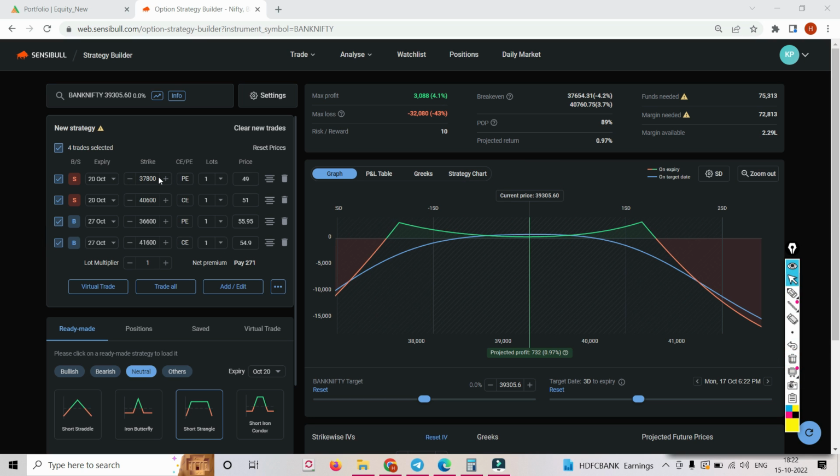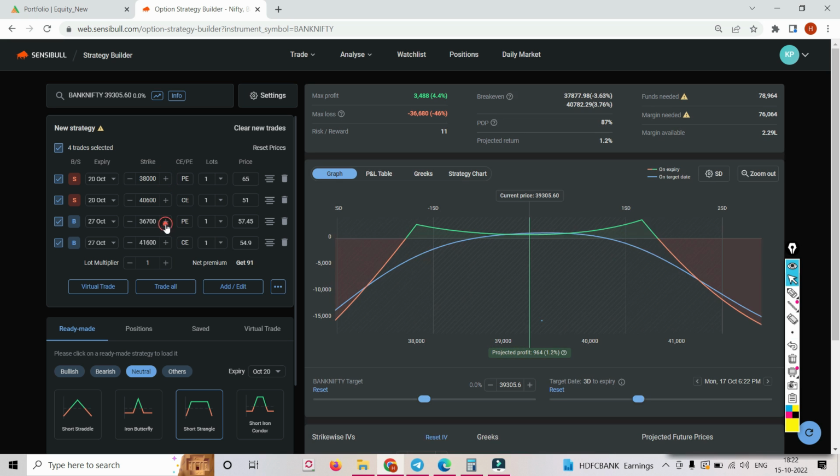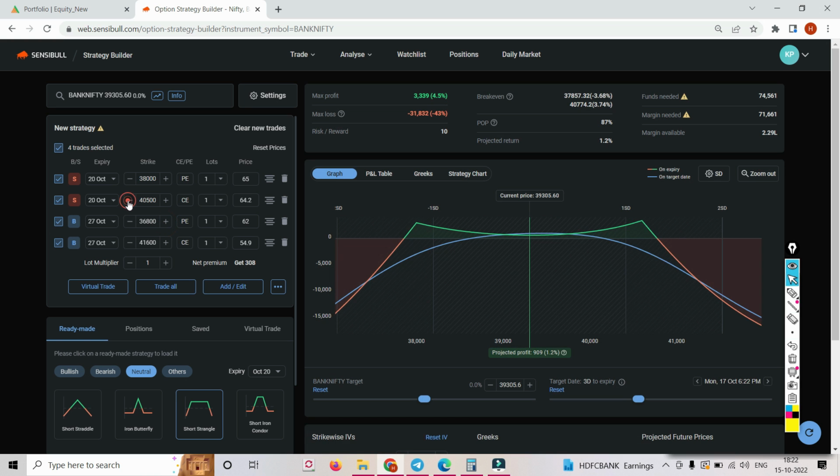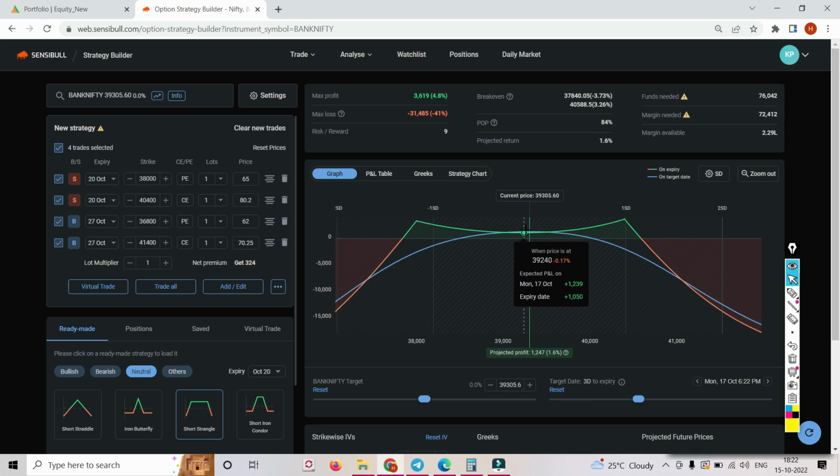Okay, so let me check the profit now. You have only 283, and you have a maximum profit of 300, right? I'll roll up 200 points and also roll up 200 points. Let's say I'll roll down 200 points, and roll down 200 points. Check the profit now. Your profit has increased from 200 to 1058. Still you have good safety.